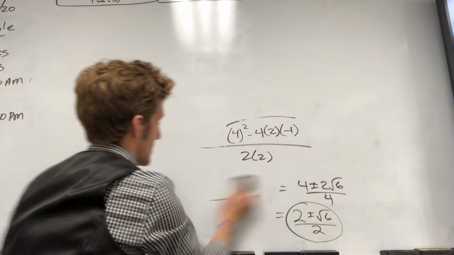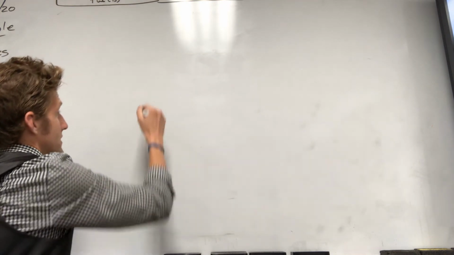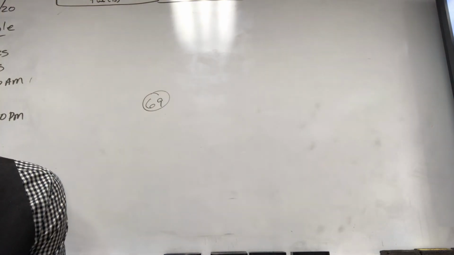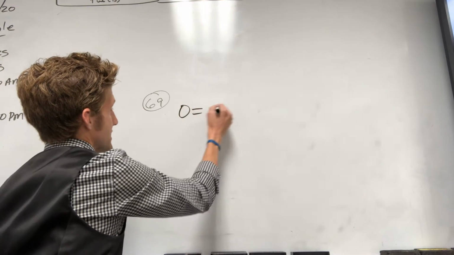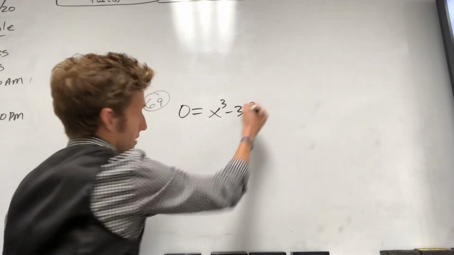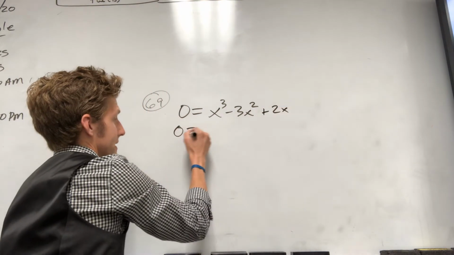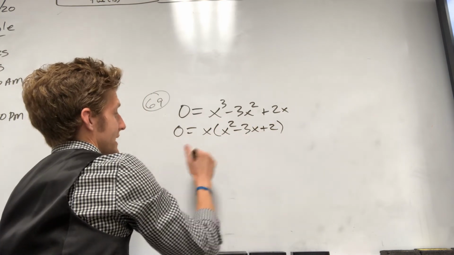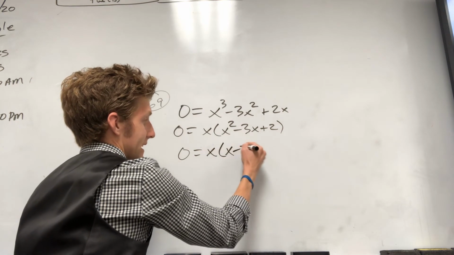All right, on 69. There we go. f of x equals x to the third minus 3x squared plus 2x. So 0 is equal to x to the third minus 3x squared plus 2x. They all have an x in common that you will factor out. What multiplies to 2 and adds to -3? -2 and -1. Don't forget about that x on the outside that I almost did.